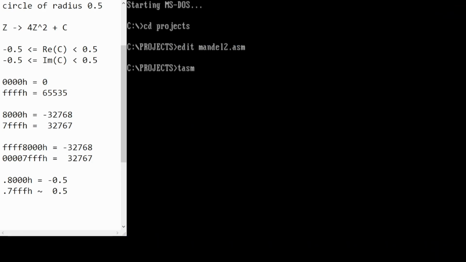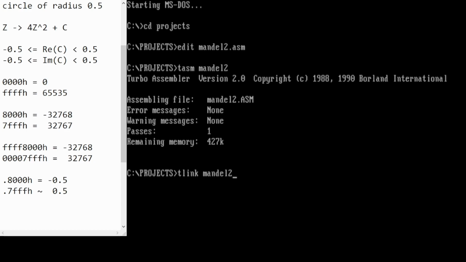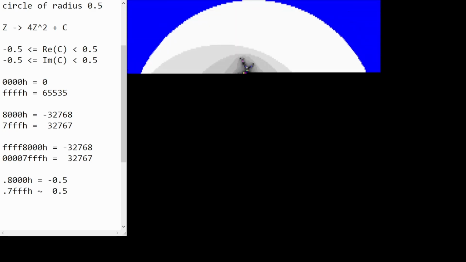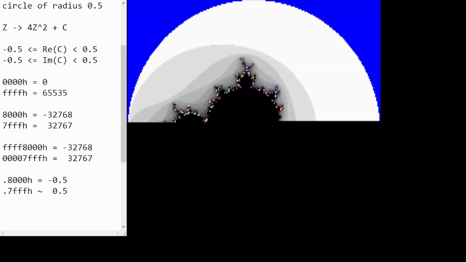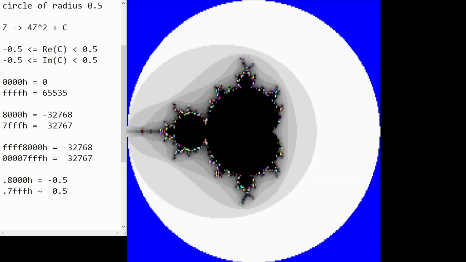Let's assemble it and link it as usual. And now let's run it and see the result. And look at that beautiful Mandelbrot set. It's not blazingly fast, but I don't think this is terrible performance for the machine that we're running it on.